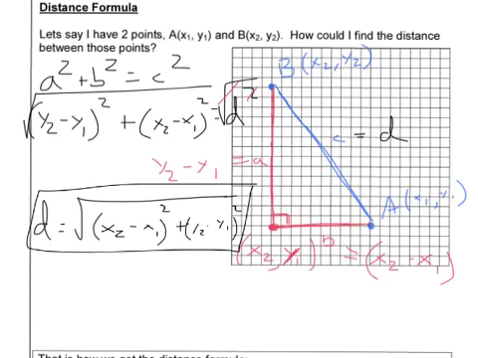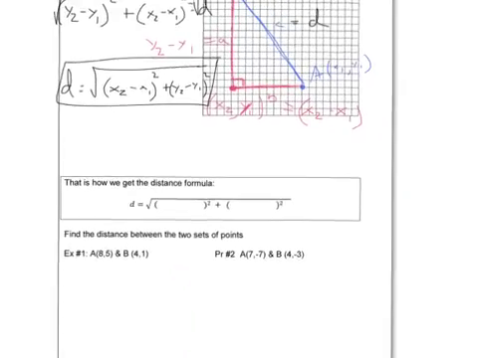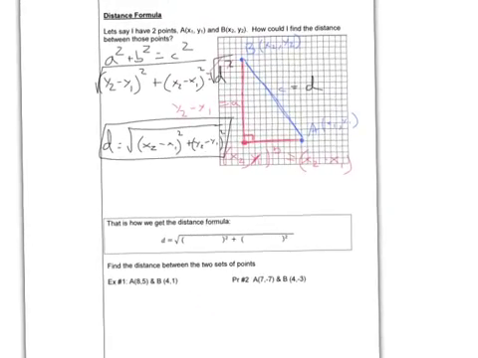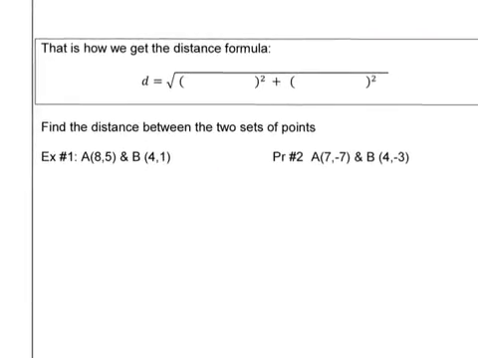And that, ladies and gentlemen, is actually the distance formula. That's what we got the distance formula from. So down here, that's how we get the distance formula. We're going to write x2 minus x1, y2 minus y1.